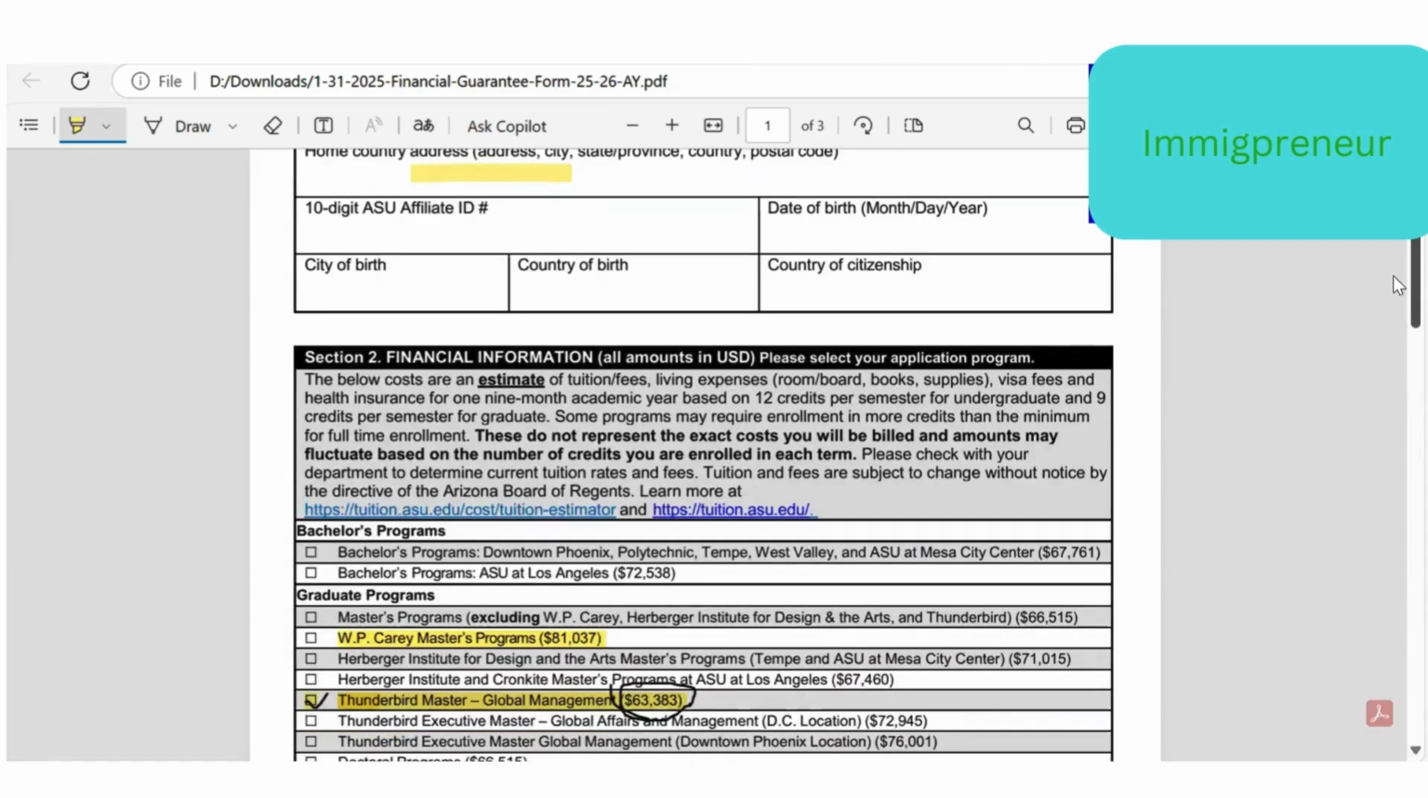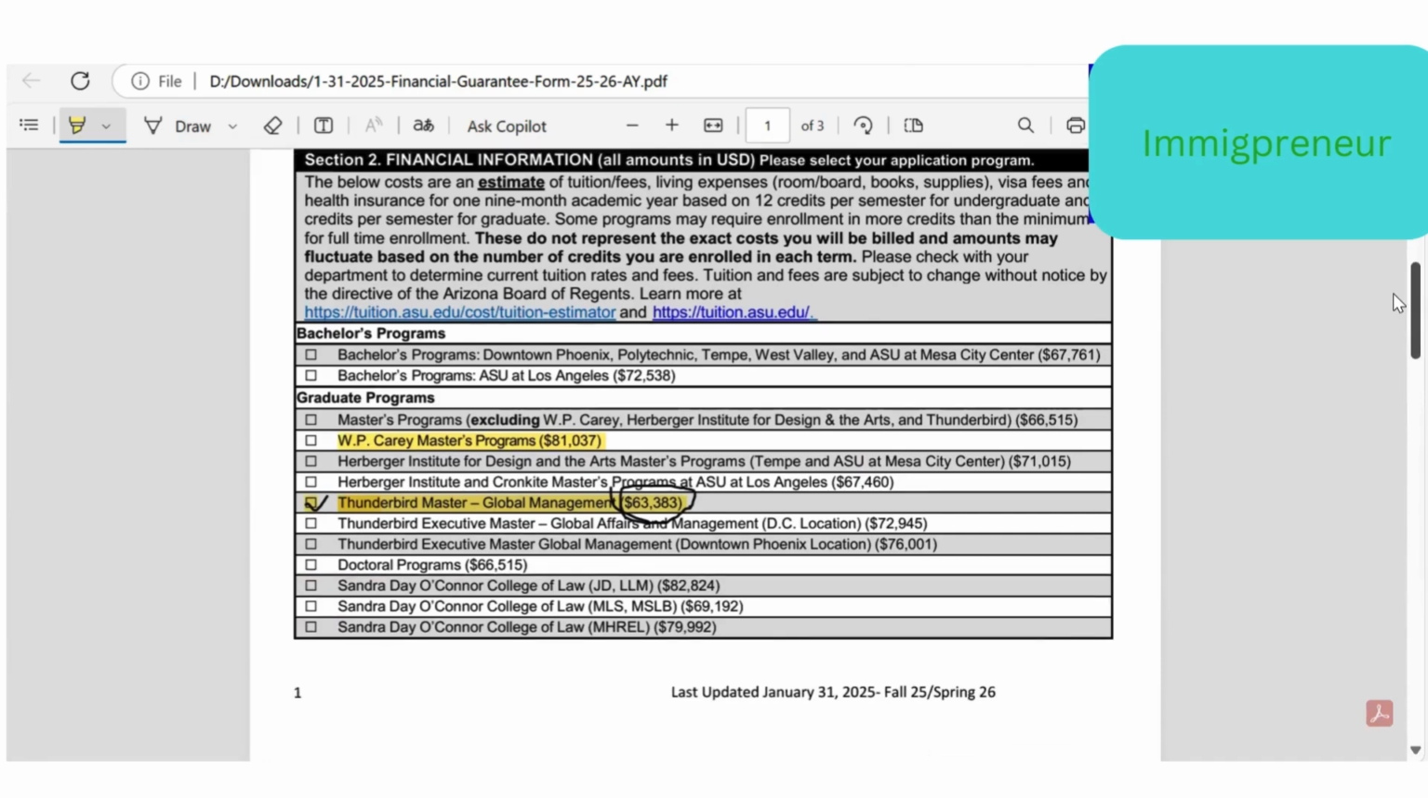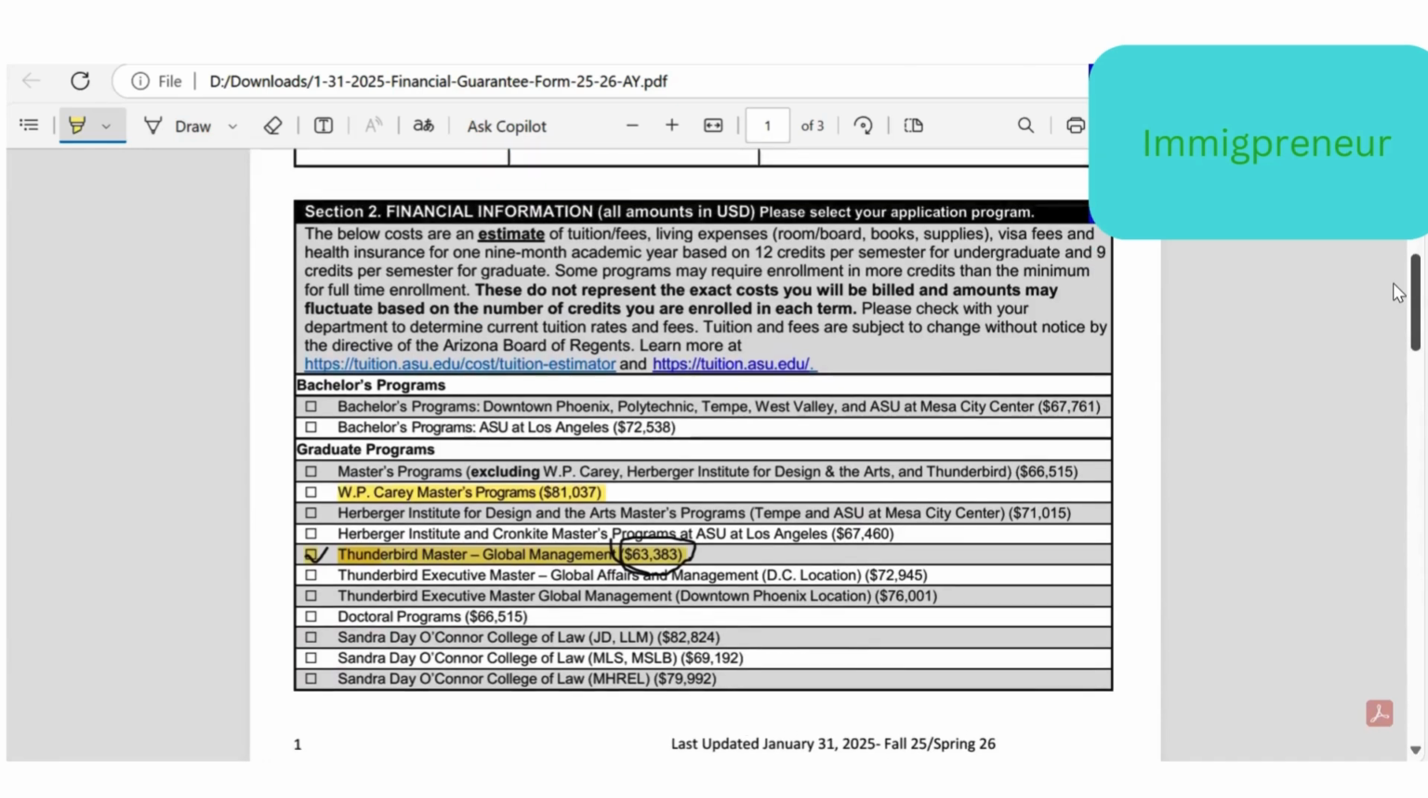The next section will be the financial information section. This is where you look at the name of your school and the amount of costs that they are estimating you will need for both your tuition and your living expenses. Here you look at the name of the school you're going to, and it will show you exactly the amount of money, the proof of funds, that you should be putting on this application to get your Form I-20 approved, right?